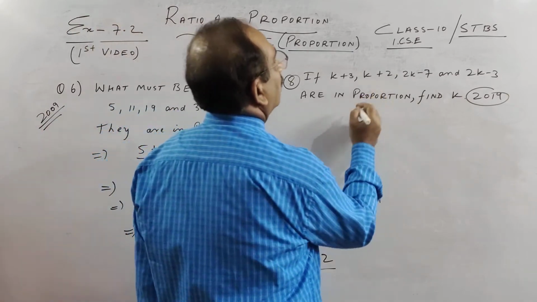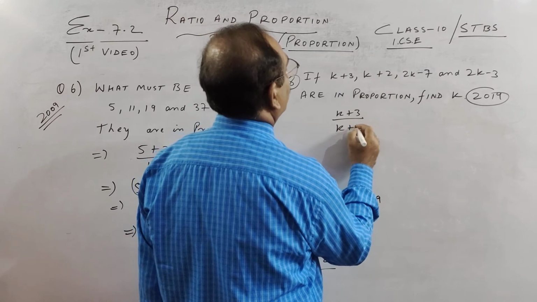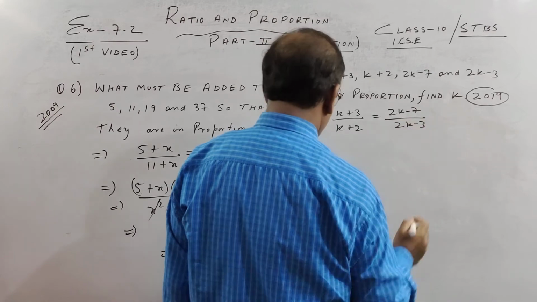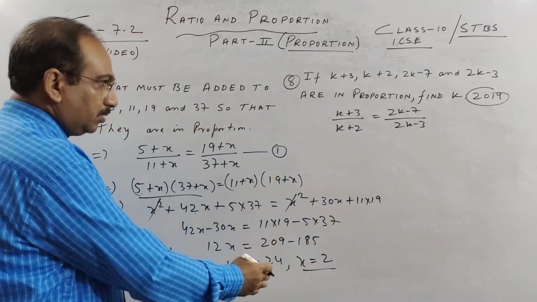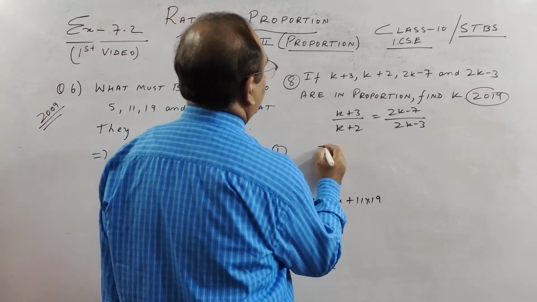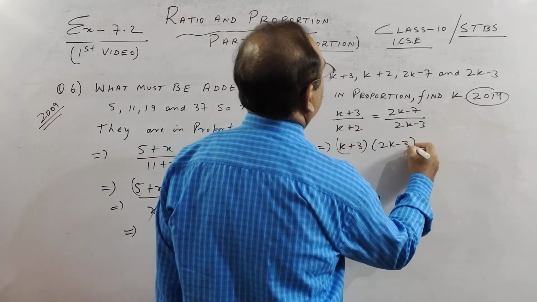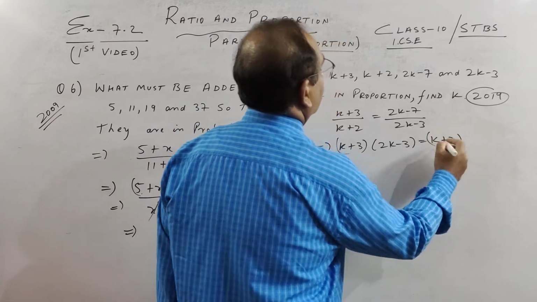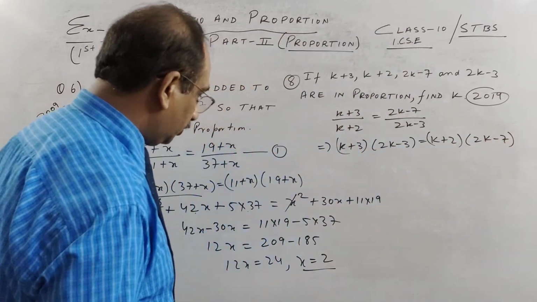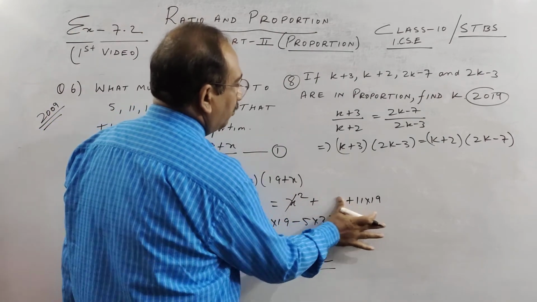So see here. We have to solve for k. This upon this is the meaning of they are in proportion. 2k minus 7 by 2k minus 3. Please, I need to rub this area. You can pause the video and copy. This is k plus 3. 2k minus 3 is k plus 2. 2k minus 7. Take a screenshot. You can pause. This part I'm rubbing.